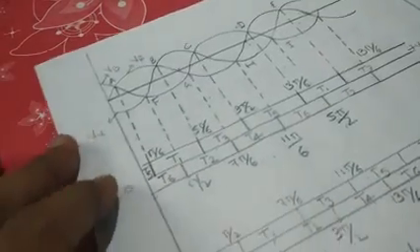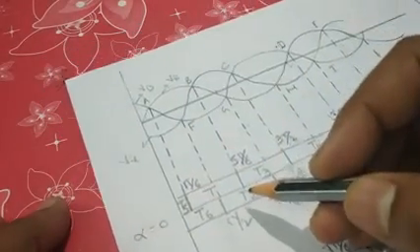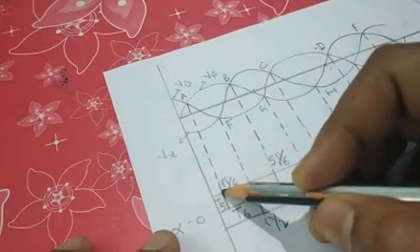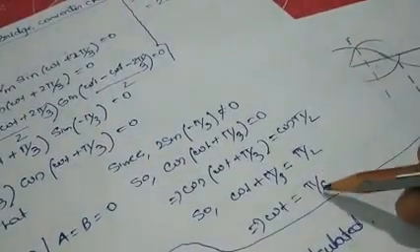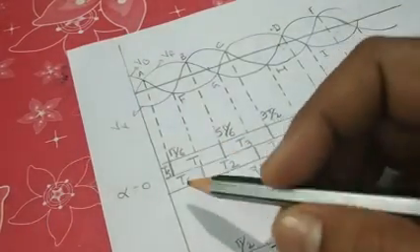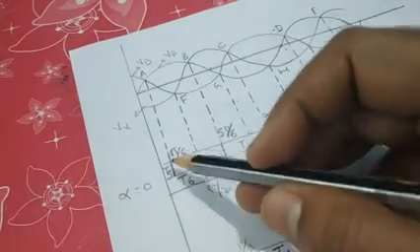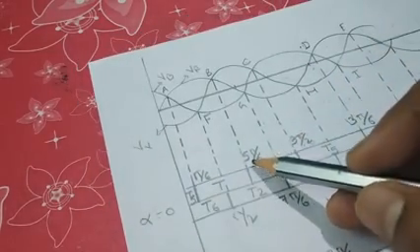So by analyzing this mathematical expression, we come to know the value of this point, that is pi/6. Here we have calculated the pi/6 value. Similarly, in the same way we can calculate these points also.